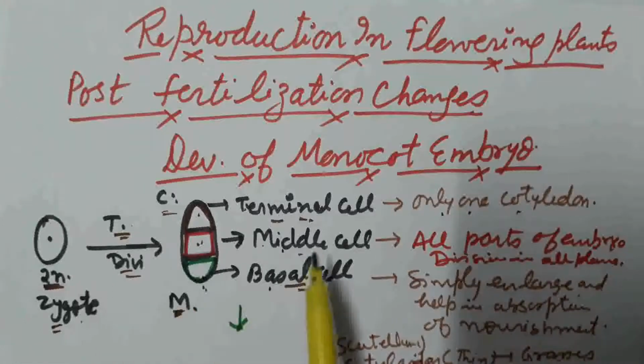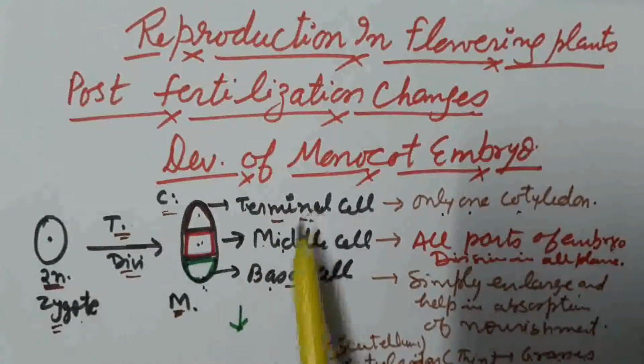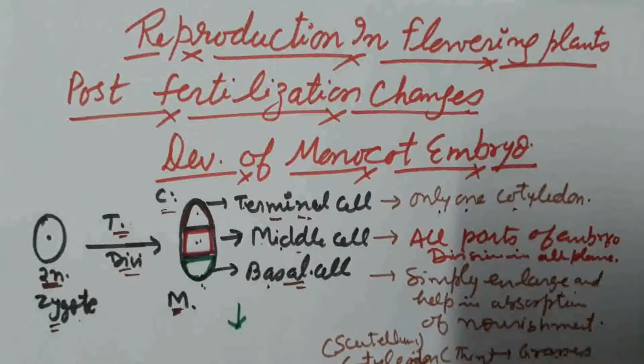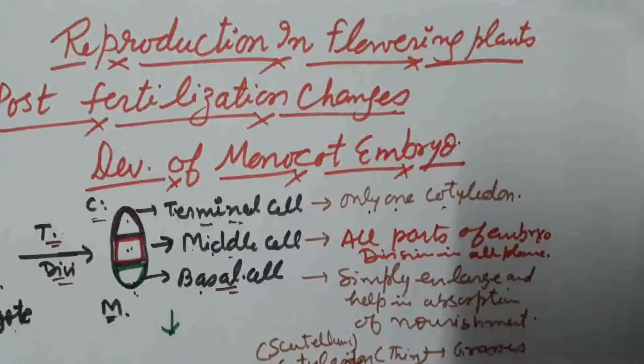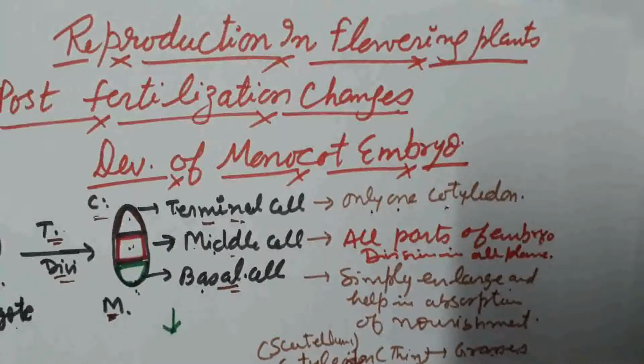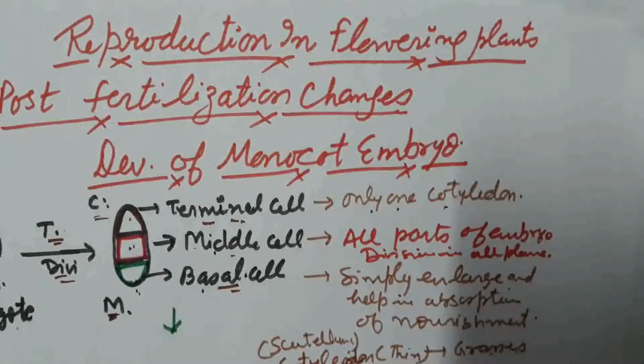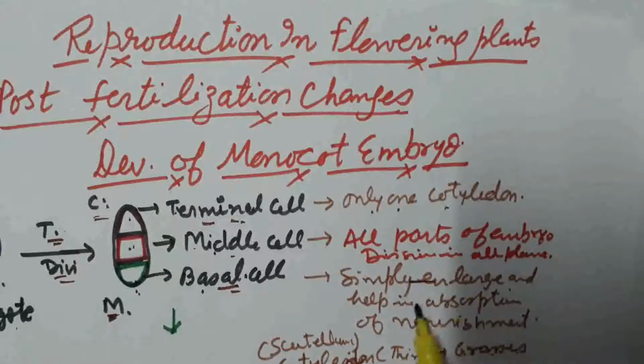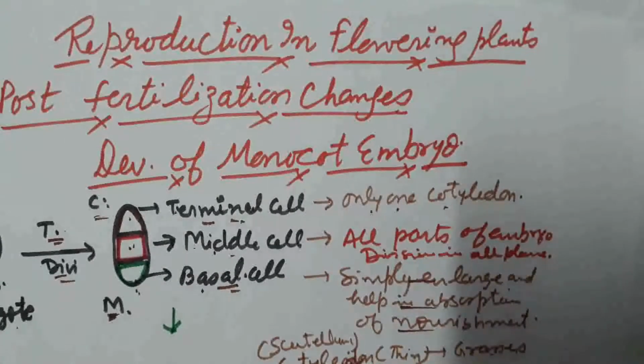Now we are discussing the fate of all these three cells. The basal cell simply enlarges in size. It does not participate in the formation of any structure belonging to the embryo. It simply enlarges in size and helps in the absorption of nourishment.